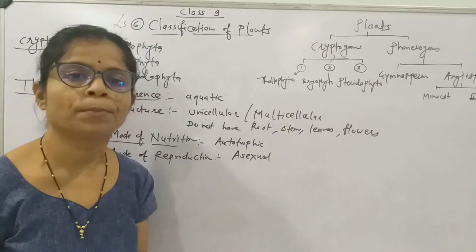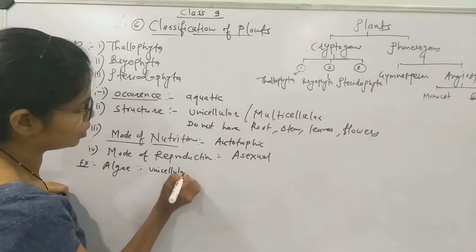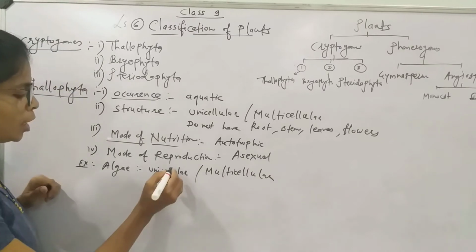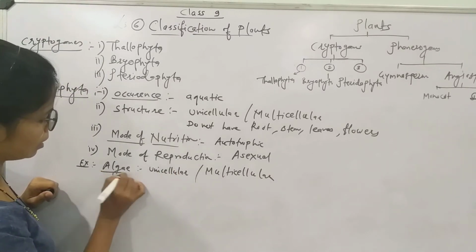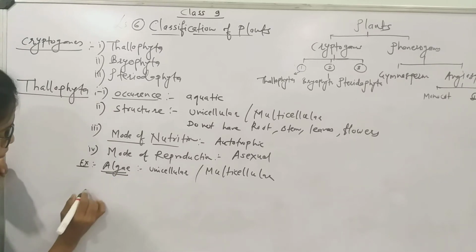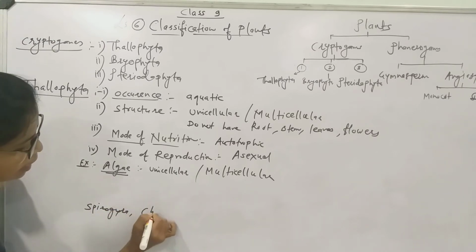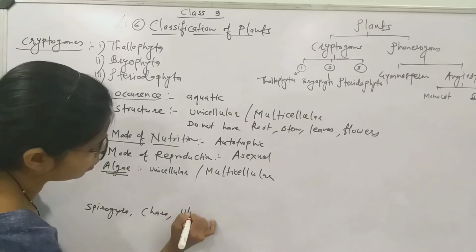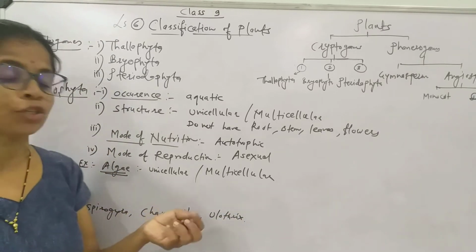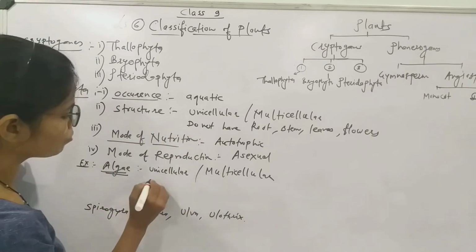The examples included in this division are all algae. Algae are a group of plants, and there are many algae. They may be unicellular or multicellular algae. There are many examples in our textbook: Spirogyra, Chara, Ulva, Ulothrix, etc. Before this we studied one example in the classification of living organisms: unicellular algae may be Chlorella.